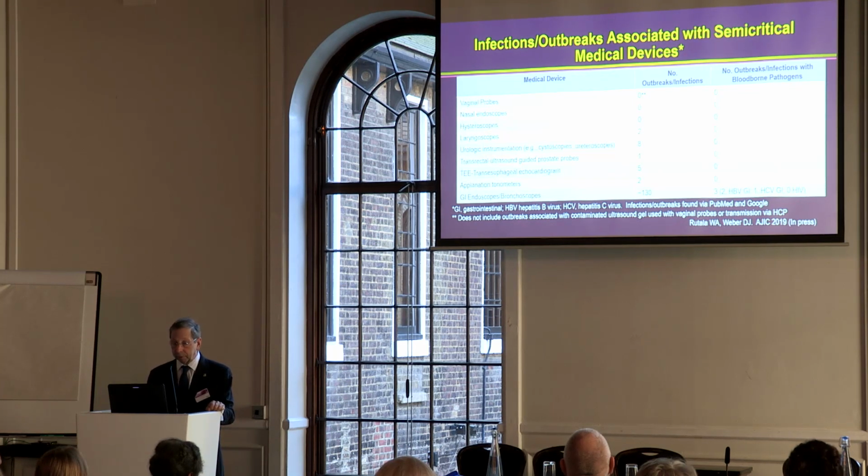and with transrectal ultrasound-guided prostate probes, there's been one outbreak in the literature. There have been a number of outbreaks with transesophageal echocardiography probes, and a couple with applanation tonometers. Those are used for measuring pressure in the eye to look for glaucoma. But you can see here that with GI endoscopes, there are approximately 130 outbreaks described in the literature, including, unfortunately, a few outbreaks where hepatitis B or hepatitis C was transmitted. None with HIV, but HIV is much less infectious than hepatitis B and hepatitis C.